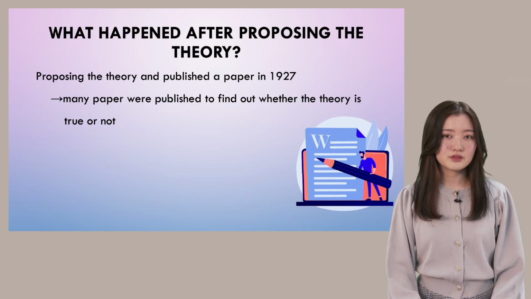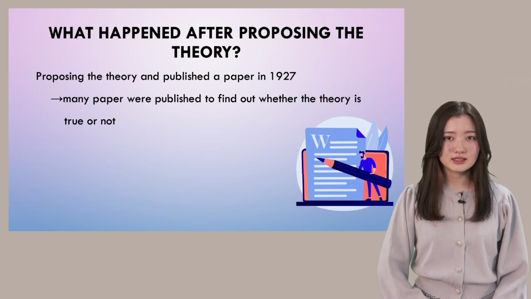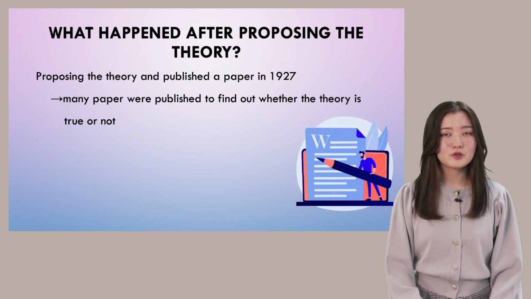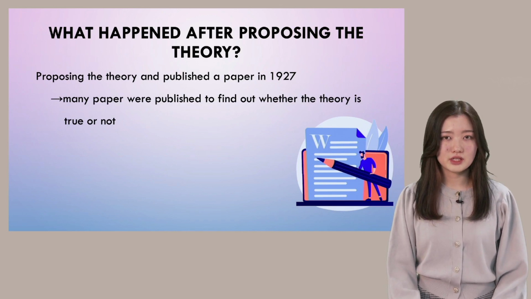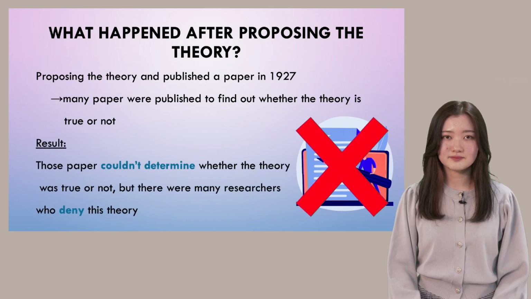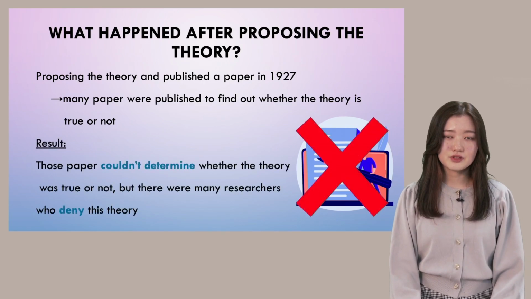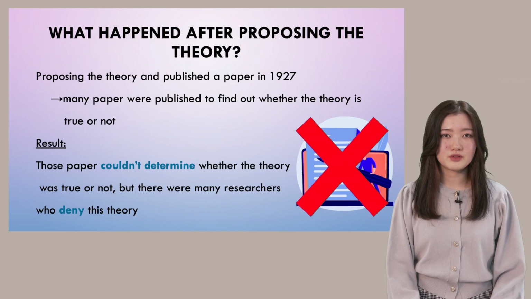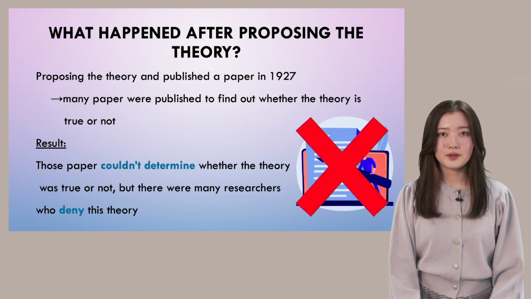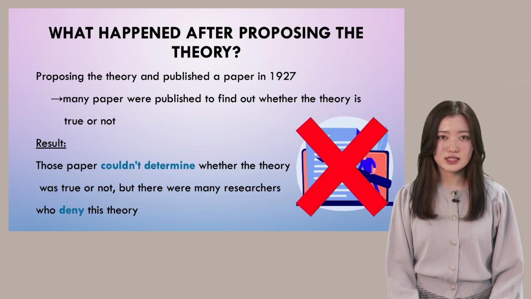After he proposed the theory and published a paper in 1927, many papers were published to find out whether the relationship is true or not. As a result, those papers couldn't determine whether the theory was true or not, but there were many researchers who denied this theory.